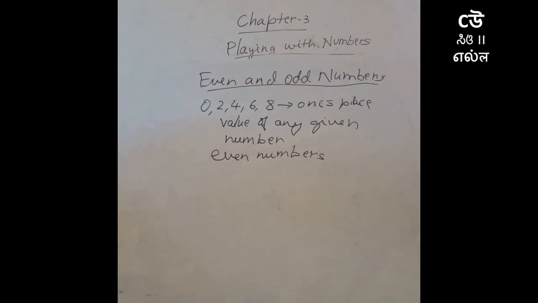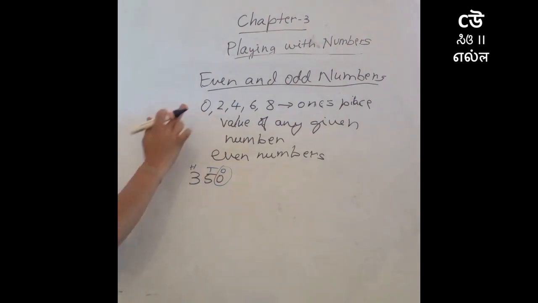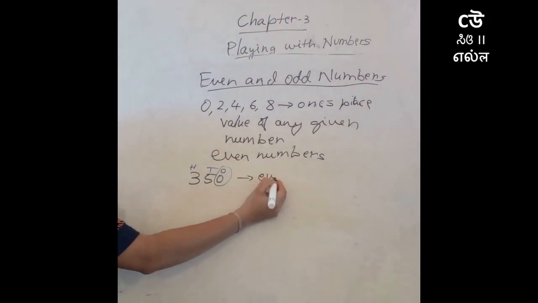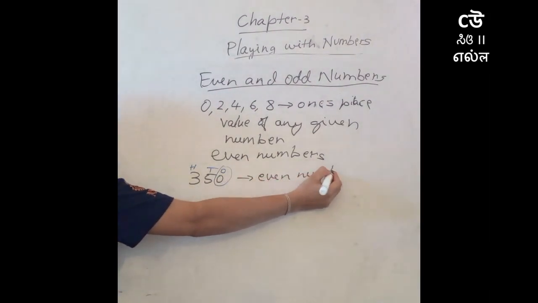So let us take one example. 350. So here, children, we have ones place, tens place, and hundreds place. So which place value do you have to always see to find whether it's an even number or an odd number? We have to see the ones place value. Here in ones place value, we have 0. So if 0 is there in ones place, what can we conclude? We can tell that it is an even number. Okay.